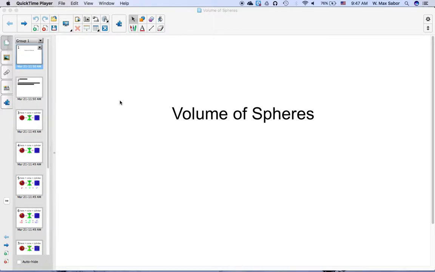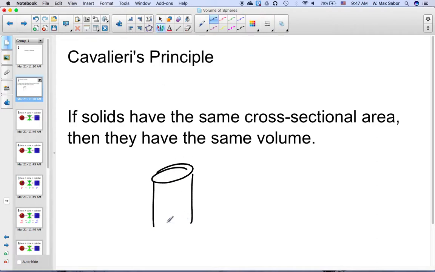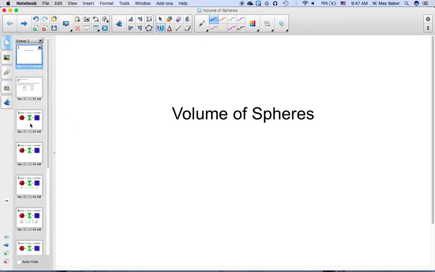Volume of spheres. Cavalieri's principle says that if solids have the same cross-sectional area, then they have the same volume. So this is the idea that if you have two cylinders, they have the same circles throughout, they're going to have the same volume. But it can be applied to other things, and we're going to use that in order to find the volume of a sphere.